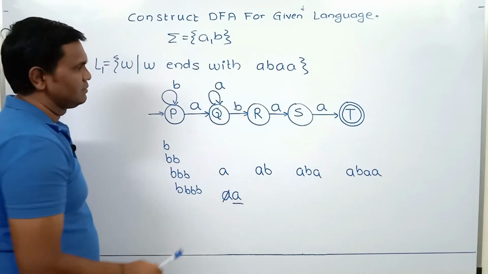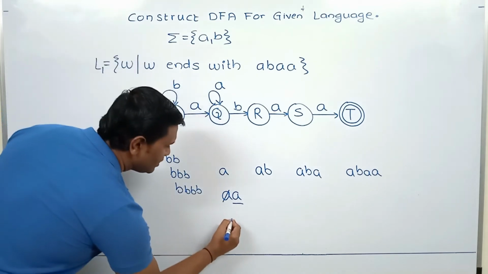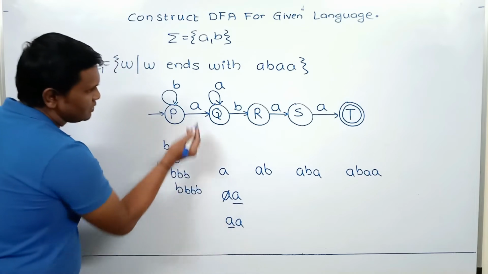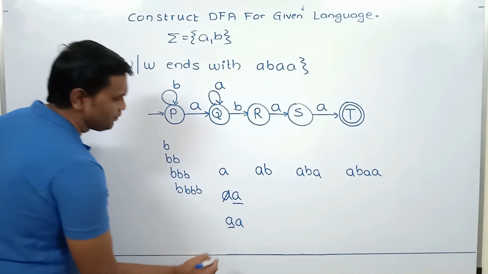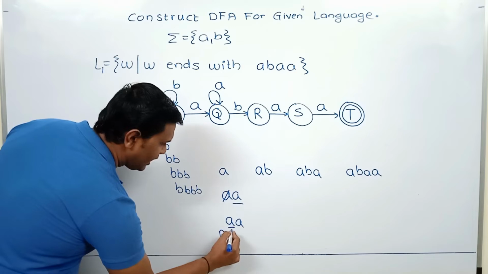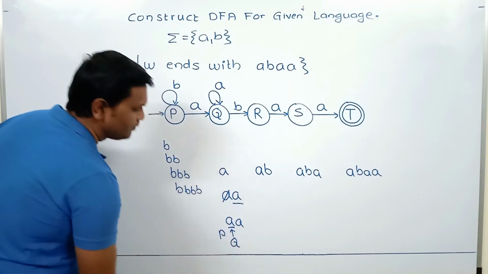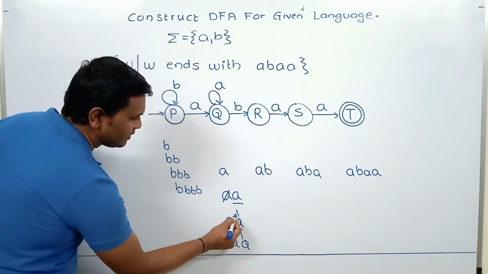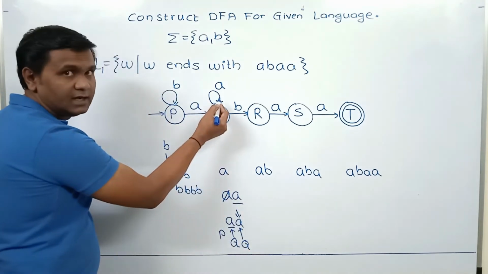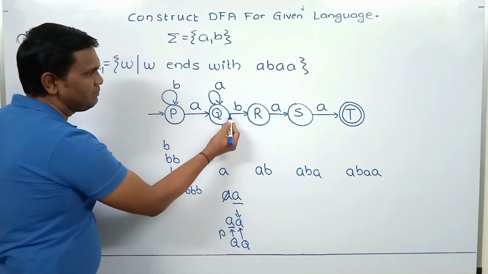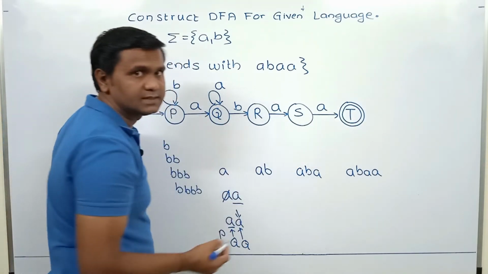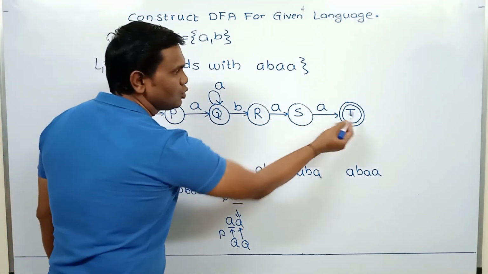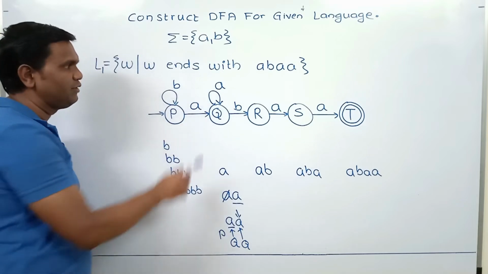So what does this mean? From P, if A comes, using this transition we go to Q. So from P on A we go to Q. On the next A we remain in Q itself. This A is handled in this loop. After that, if BAA comes, we go to the final state. After this A, if BAA comes, we go to the final state. That's why we have added this loop.